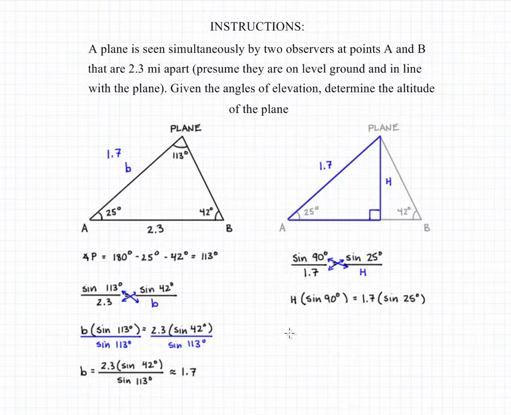Now the sine of 90 is equal to 1, so h will equal 1.7 times the sine of 25 degrees, which will give us our final answer that the altitude of the plane is 0.71 miles.